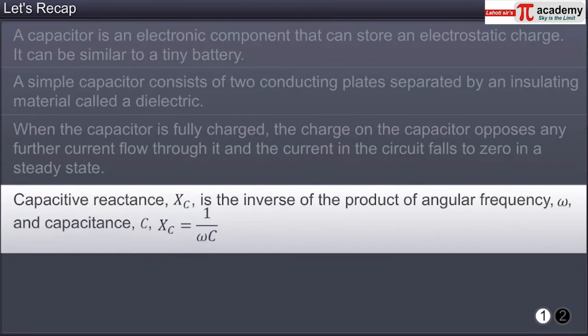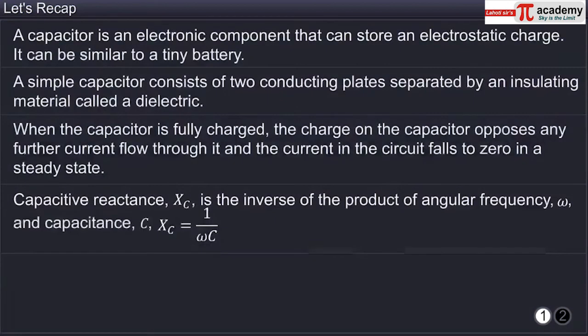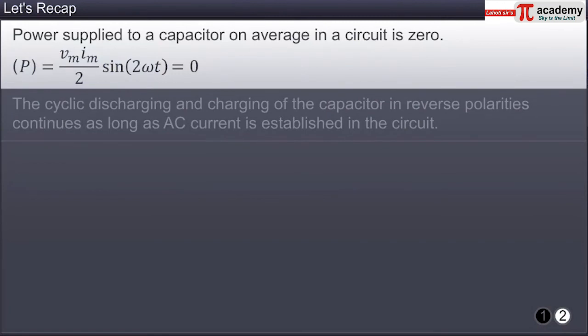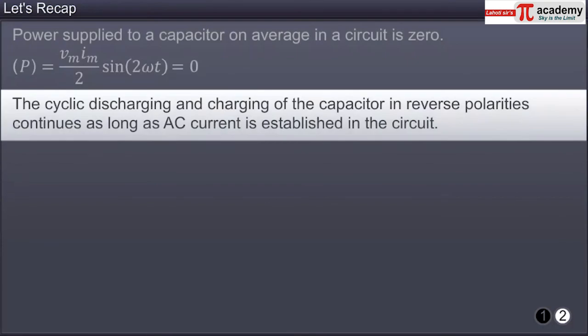Capacitive reactance, Xc, is the inverse of the product of angular frequency, omega, and capacitance, C. Power supplied to a capacitor on average in a circuit is 0. The cyclic discharging and charging of the capacitor in reverse polarities continues as long as AC current is established in the circuit.